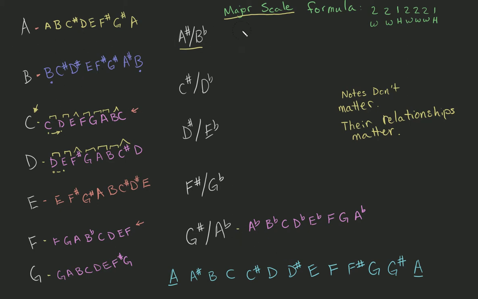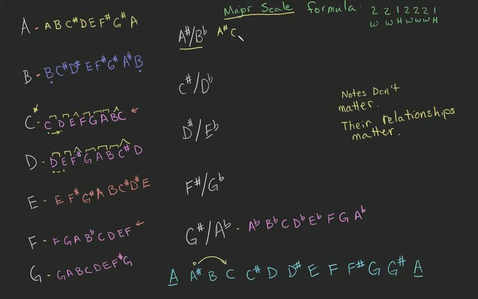Okay, so let's go with A sharp and B flat, and let's start with A sharp. It won't work, and I will show you why. It does work, but not really nicely. Okay, so we've got A sharp. We're going to go up 2, and we're landing on this note.